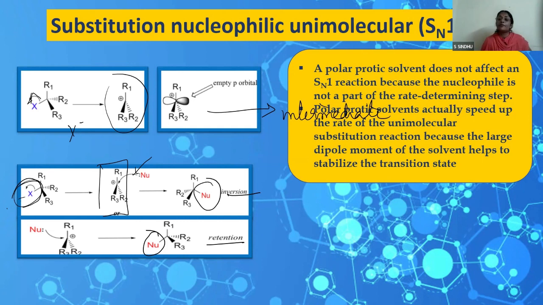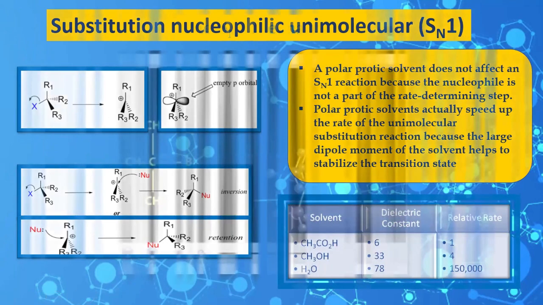So what type of substrates will undergo SN2 easily? What type of compounds will undergo SN2 easily? Primary alkyl halides. Yes, primary, is it not? So why do we say primary? Why is it so that primary is undergoing more easily? SN2 is easier for primary compared to secondary, compared to tertiary.